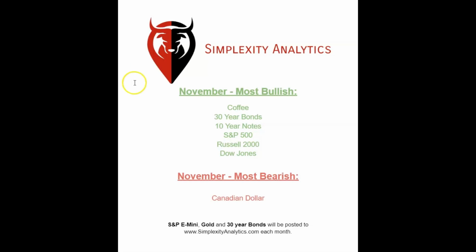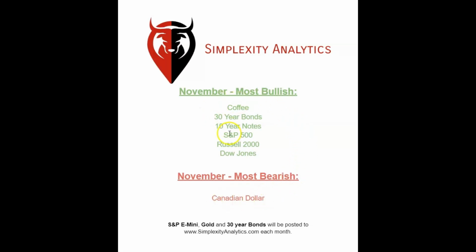We have a number of markets that are the most bullish this month. We have coffee, we have the 30-year bonds, the 10-year notes, and we have three stock indices that are also very bullish this time of year, and that's the S&P, the Russell, and the Dow Jones. In November, we have one market that is the most bearish, and that is the Canadian dollar. So in this video, we're going to highlight specifically the Canadian dollar.